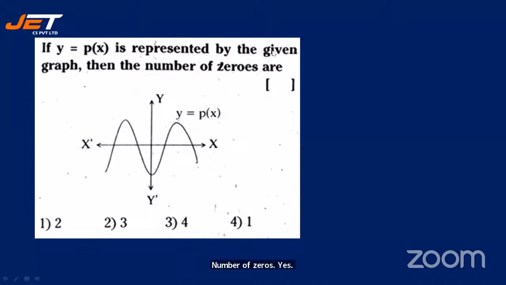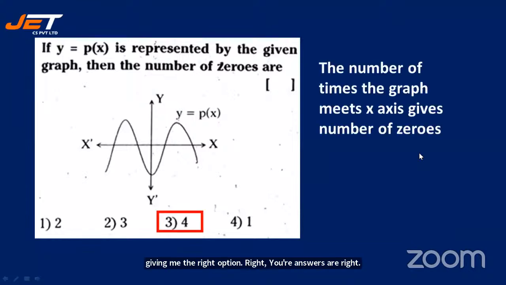Let's see how many are giving me the right answers. Waiting very eagerly to check. Yes, almost all are giving me the right option. Perfect. See how it is 4. The number of times the graph meets the x-axis gives the number of zeros. See where all it touches the x-axis. It touches in 4 places. That is why your option 3, that is answer 4, is correct.